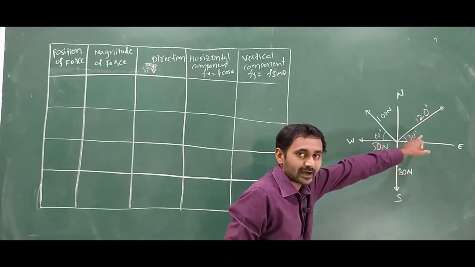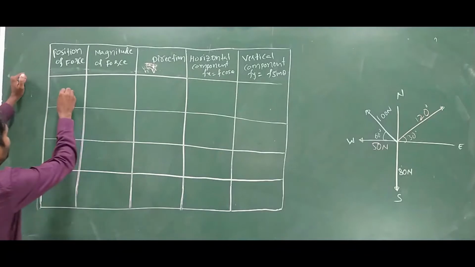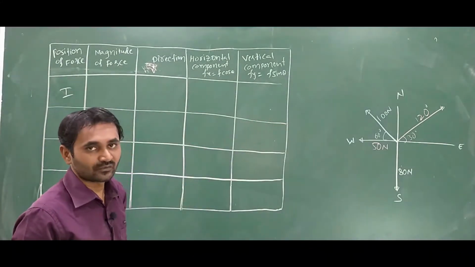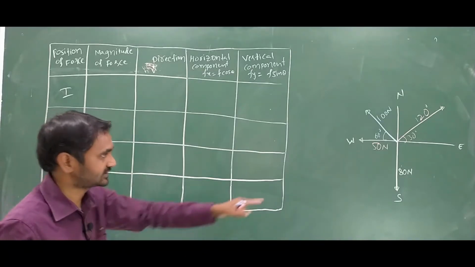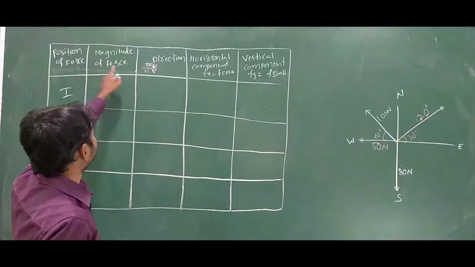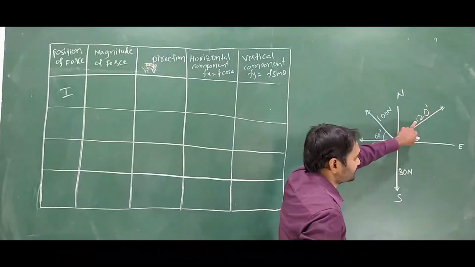So let me take the first one, that is in the first quadrant. So the first force is in the first quadrant, right? So this is the first quadrant. And next, magnitude of force. Magnitude in the sense I said the number. What is the magnitude of this?